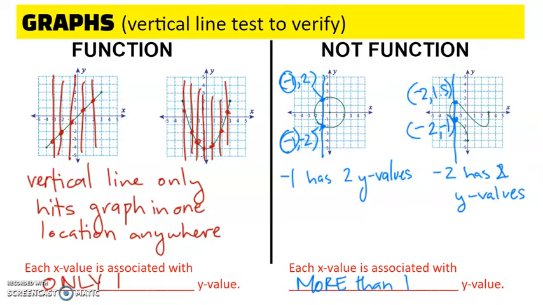Okay, and so that's how you can tell functions from ordered pairs, tables, mappings, and graphs. You're looking, x can only have one y. It has to be unique, okay? X can't have multiple y's associated with it. That makes it not a function.